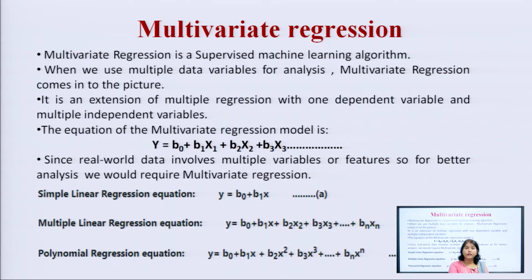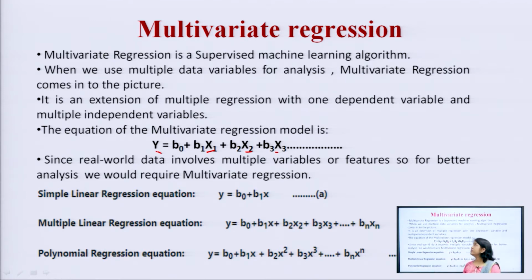Like linear regression, multivariate regression, multiple regression or multivariate regression, polynomial regression, and the last one is logistic regression. Logistic regression will be discussed in later videos, but here I will discuss multiple regression, that means multivariate regression. Multivariate, as the name suggests, means multiple independent variables will be there, and on the basis of multiple independent variables you will take the decision.